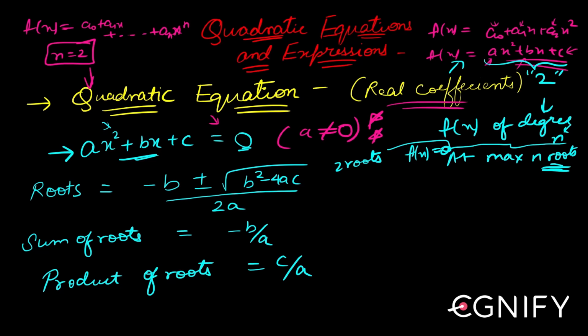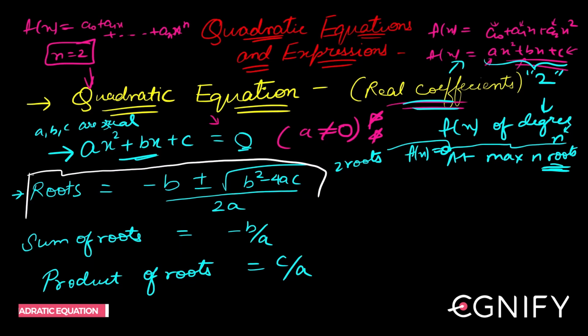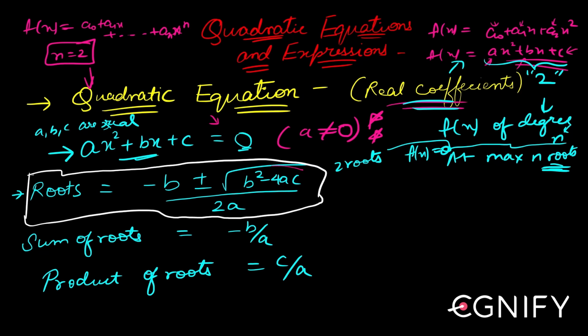Now the thing is, your a, b, c are real here. Remember, a, b, c are real because I'm dealing with quadratic equations with real coefficients. The roots are given by this formula. So this is the quadratic formula. You would already know this in your 10th. Minus b plus or minus under root b square minus 4ac by 2a. Of course, this quantity b square minus 4ac is known as your discriminant D.